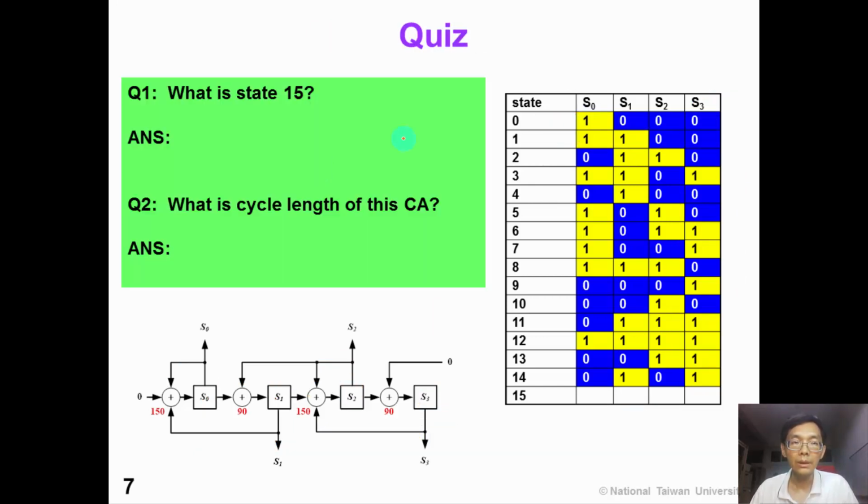Now it's time for quiz. Please generate the 15th state of this cellular automata. And question 2: what is the cycle length of this cellular automata? Please pause the video and work on this problem.